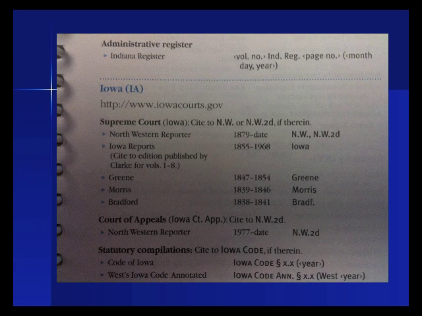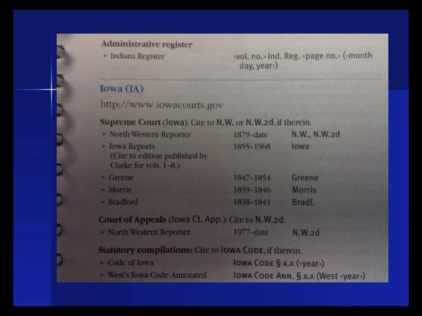Now look at the court information. From the chart below the Supreme Court, we can see the Northwestern Reporter did not begin publishing Iowa decisions until 1879. Our case was from 1870. Therefore, it couldn't be in the Northwestern Reporter. Instead, the relevant reporter must be the Iowa Reports, which published decisions from 1855 to 1968. The reporter abbreviation is therefore Iowa.